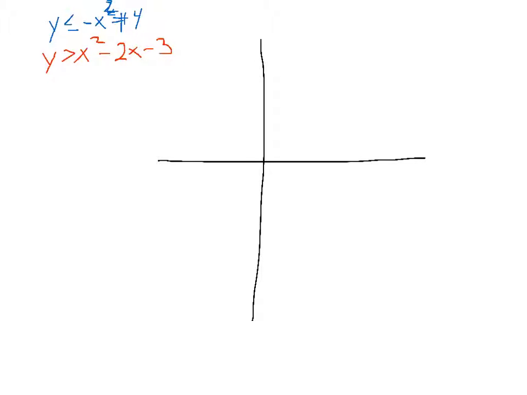The next thing we're going to look at is if we have a system of inequalities. On this one, I have y is less than or equal to negative x squared plus 4, and then the inequality y is greater than x squared minus 2x minus 3. We're going to start the same way by deciding solid or dashed. We know our first one is going to be solid because it has the equal to, and the second one is going to be dashed because it is just a greater than. So now we need to go in and plot some points.